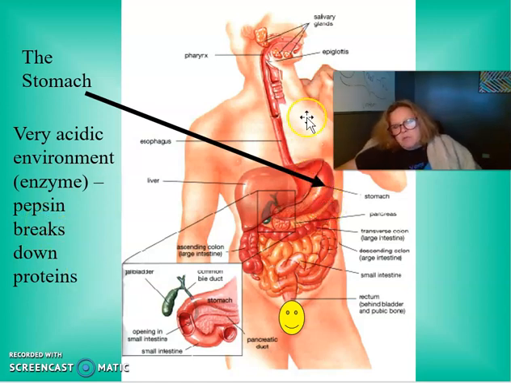So maybe I should back that up a little bit and just mention that if you had eaten bread, that's a carbohydrate, then these salivary glands up in your mouth are going to start acting upon that carbohydrate as soon as you start chewing it. So you're getting chemical and mechanical digestion happening right in the mouth, but only on carbohydrates. The meat that you eat is not going to be acted upon until it gets to the stomach. So the stomach is where protein starts getting digested.